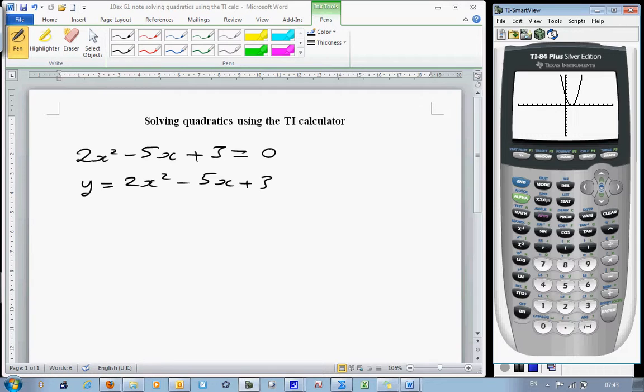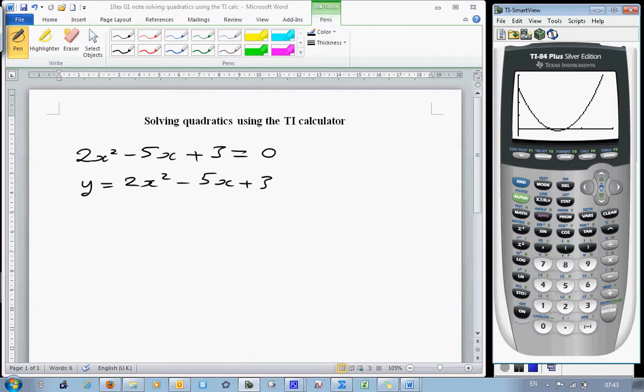So let's change the window. Let's have a quick look. X can go from maybe 0 to 3. We'll take y just below 0. So let's go 0 to 3 on the x. Negative, let's go with 0.5 and up to 2. In fact, let's go up to 4 so that we can see the y-intercept as well. And there it is. And there's our graph.